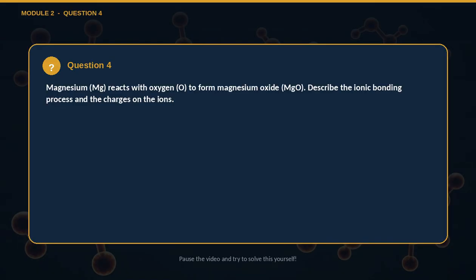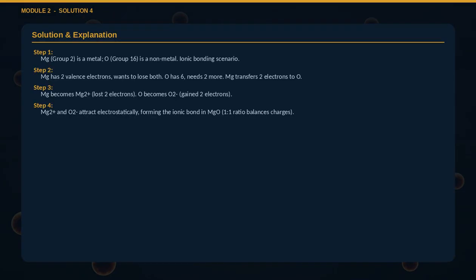Question 4. Magnesium reacts with oxygen to form magnesium oxide, MgO. Describe the ionic bonding process, including the charges on the ions formed. Here's how it works. Magnesium, a group 2 metal, has 2 valence electrons and wants to lose both. Oxygen, a group 16 nonmetal, has 6 valence electrons and needs 2 more. Magnesium transfers 2 electrons to oxygen. Magnesium becomes Mg2+, and oxygen becomes O2-. The electrostatic attraction between these oppositely charged ions forms the ionic bond in MgO.